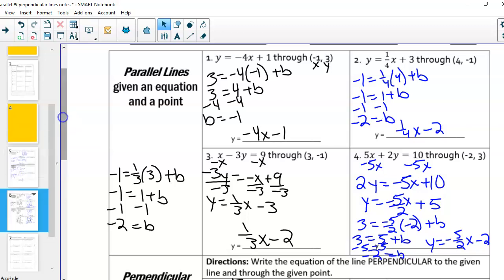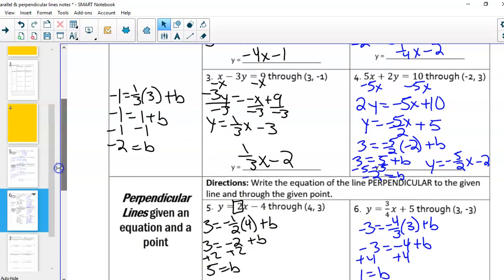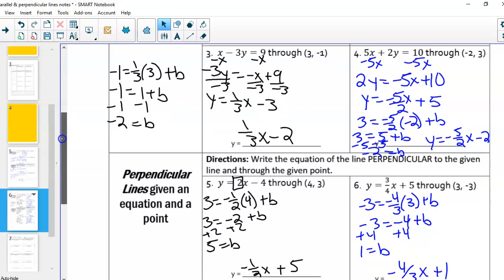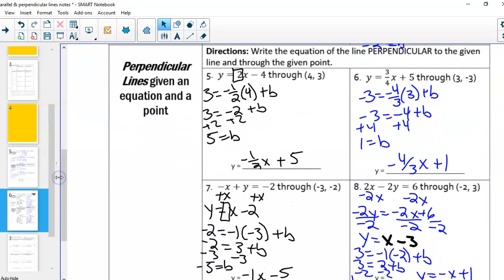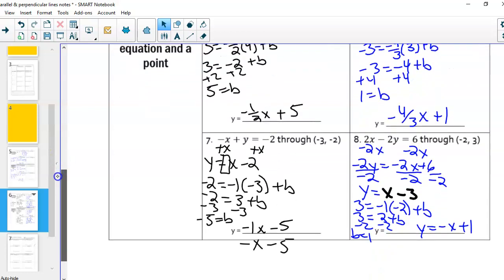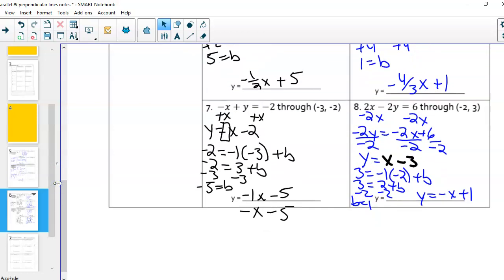So 1 should have been -4x minus 1. I'm sorry, we did that one together. 2 was 1/4 x minus 2. 4 was -5x minus 2. 6 was -4/3 x plus 1. And 8 was -x plus 1.